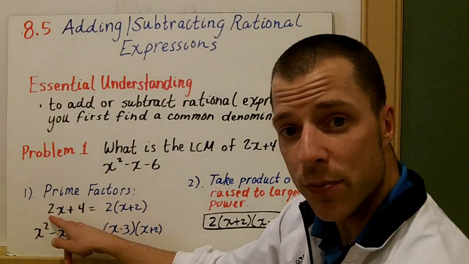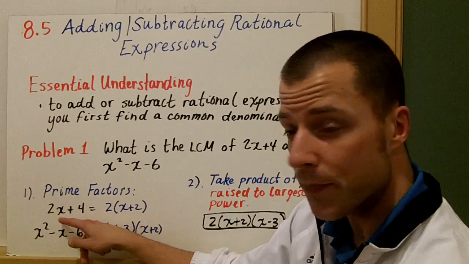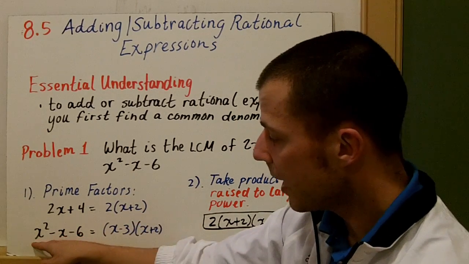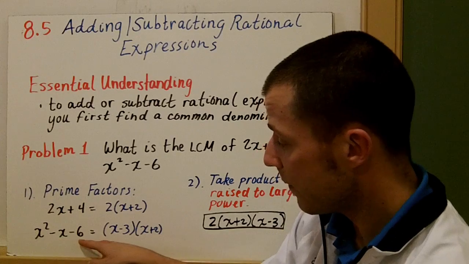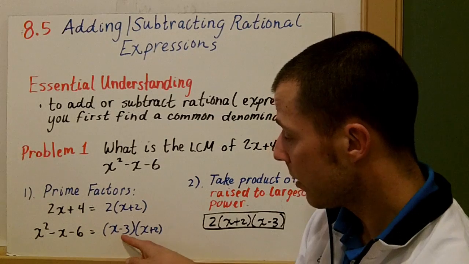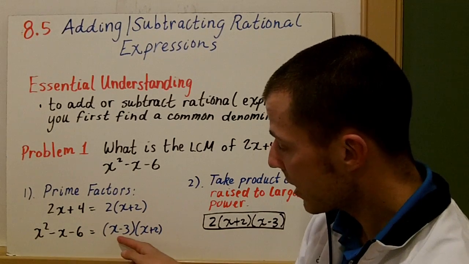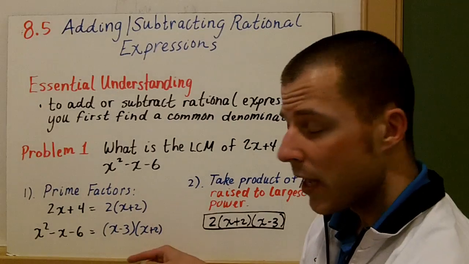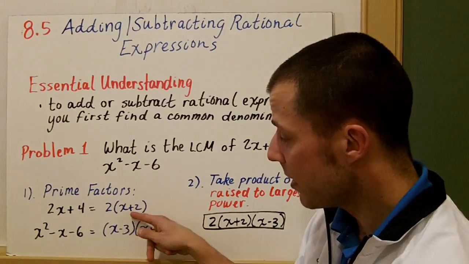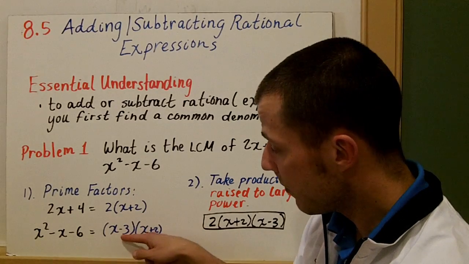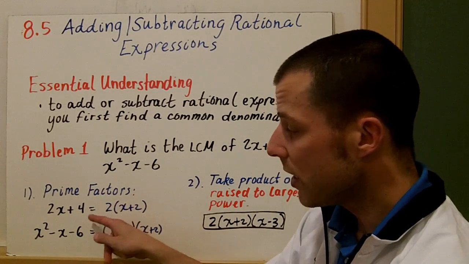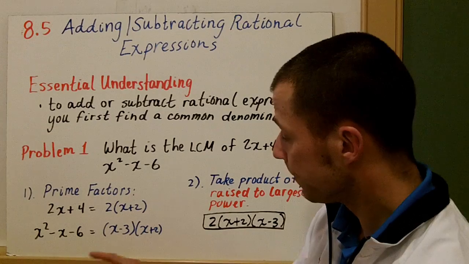When we look at 2x plus 4, we see they have a common 2. So you factor out the 2 and we're left with x plus 2. Now for the quadratic piece, when we factor this, two numbers that multiply to be negative 6 and add to be negative 1 are negative 3 and positive 2. x minus 3, x plus 2. These are prime factors because we cannot break them down anymore. There's nothing common in this binomial other than 1. Same thing with this binomial and this binomial. So that's step 1, prime factor each expression.